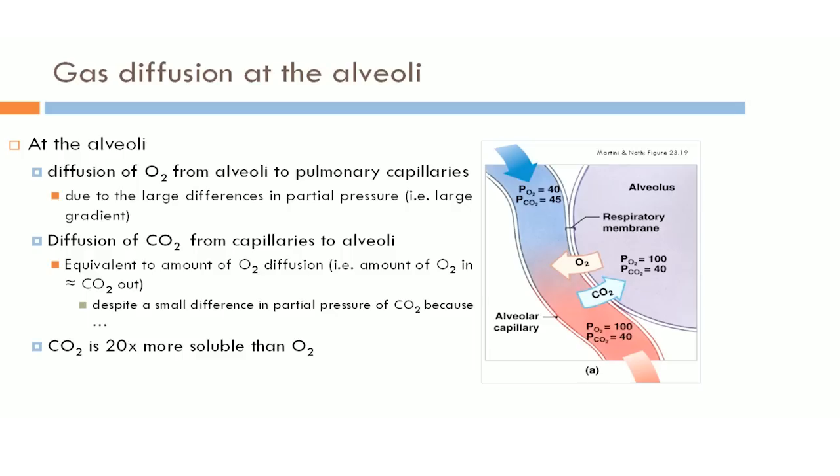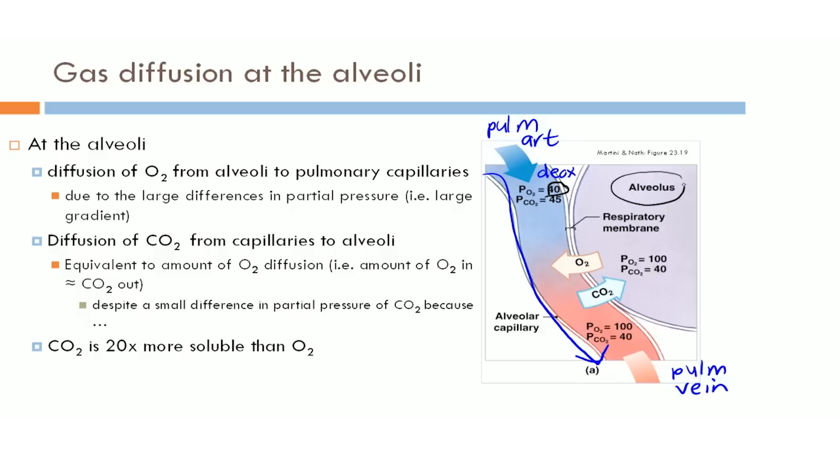So let's start by looking at gas diffusion at the alveoli. Here we've got an artery turning into a vein. We've got our pulmonary artery up this side and our pulmonary vein coming down the other side. Of course, our pulmonary arteries come from the heart and it's carrying deoxygenated blood. We can see it's deoxygenated because the level of oxygen is 40 millimeters of mercury, and this is relatively low compared to the level of oxygen in the alveolus.